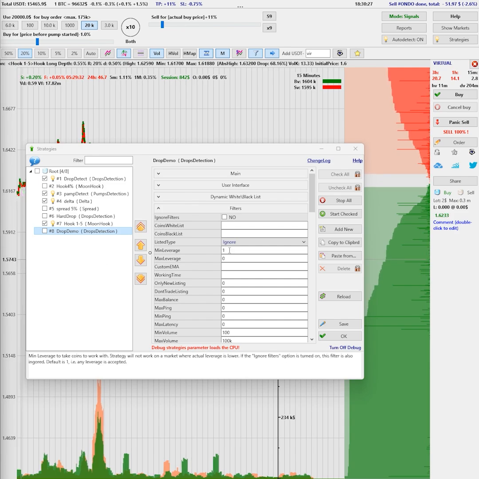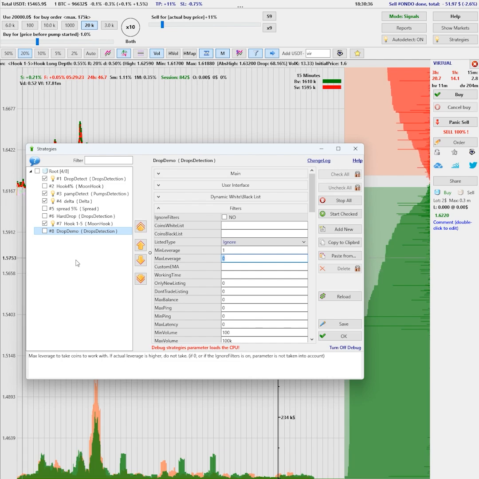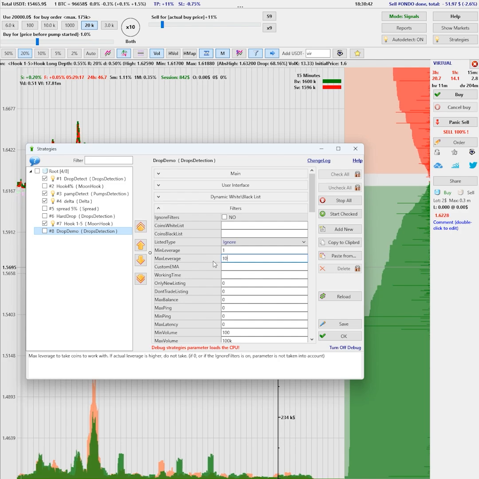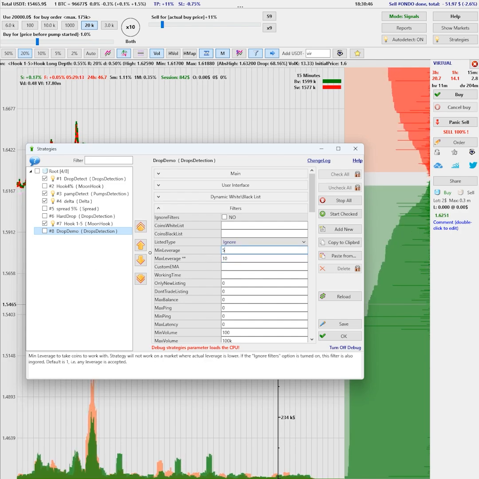What else? Minimal leverage. Because we are going to be trading on futures, you can set a minimum leverage and max leverage to not get liquidated easily. For example, in my opinion, your max leverage should be 10, and minimum leverage should be somewhere like 5 or something. That should be a pretty good start.